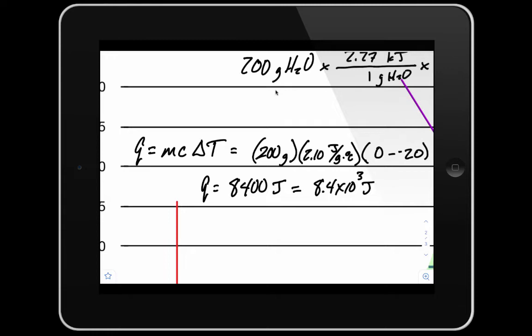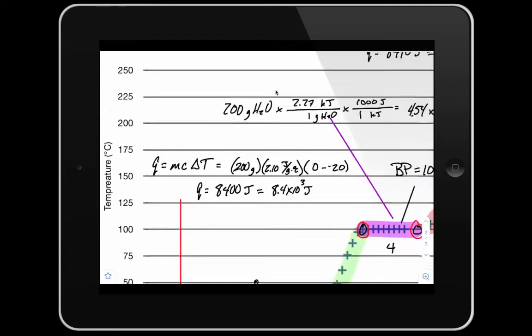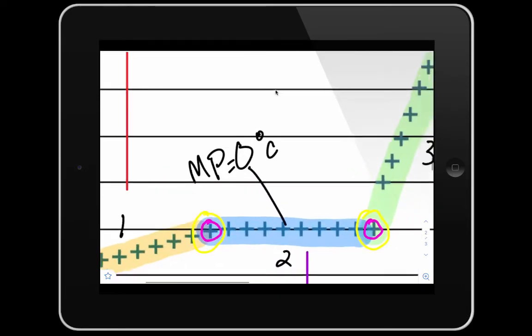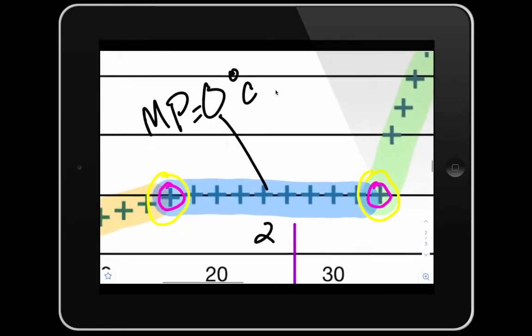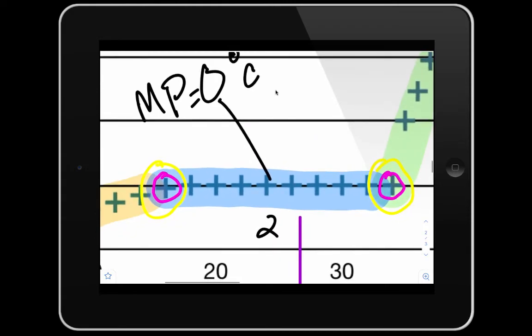Our next area is going to include a couple of other extra things. Our next area of focus is where the water was melting. This area represents where we have both a liquid and a solid, because once we reach this temperature of 0 degrees Celsius, and you see I've labeled this area as the melting point, okay?